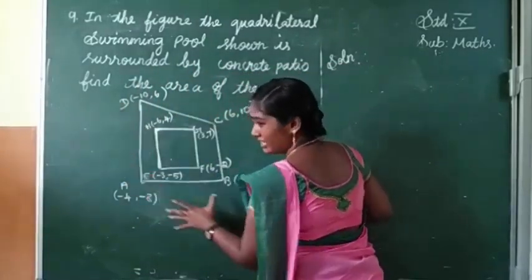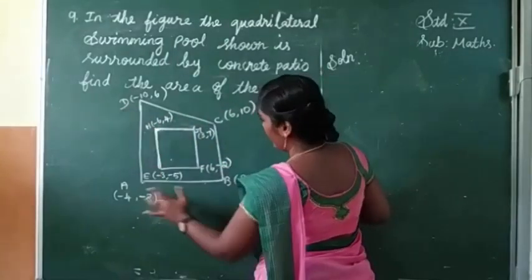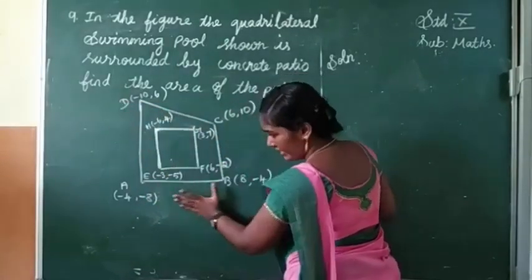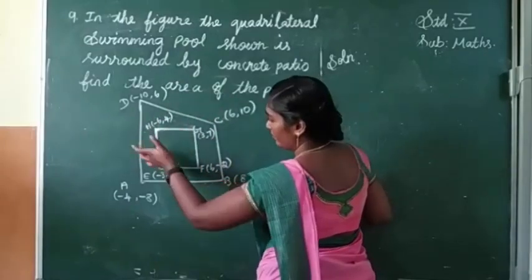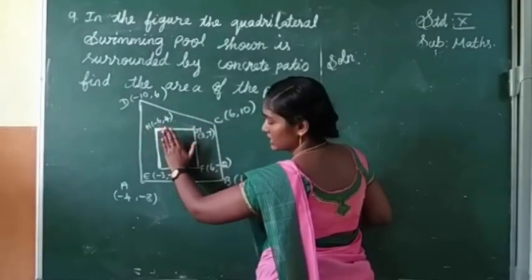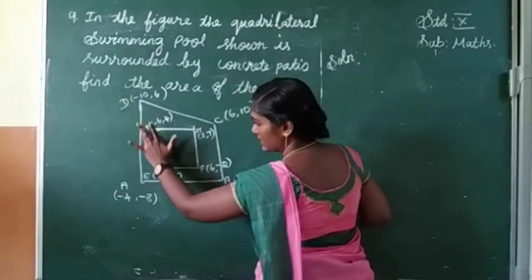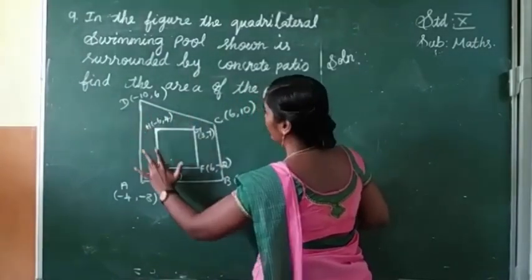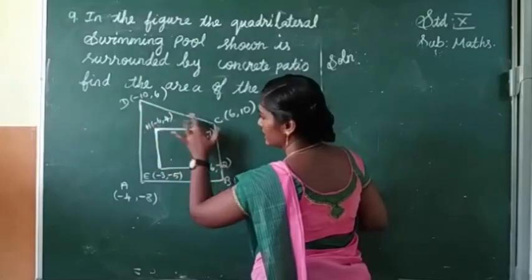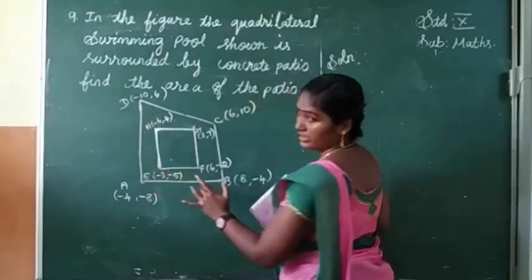So outside is any kind of a floor. This A, B, C, D quadrilateral is any kind of a floor. This E, F, G, H is a swimming pool. So this is the floor, this is a swimming pool, here is the concrete patio. Now we are going to find out the area of this concrete patio between them.